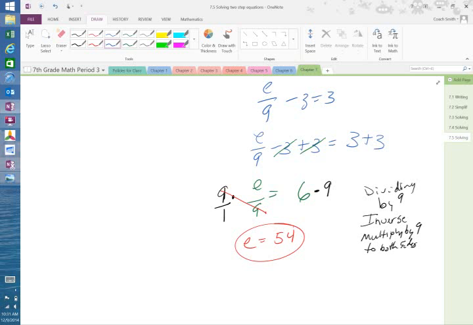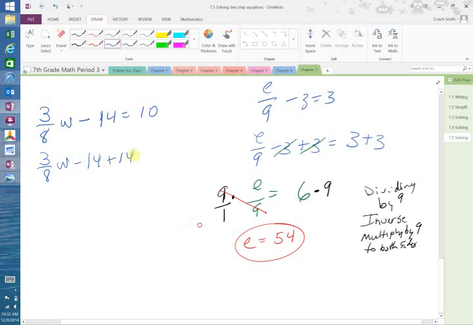So now let's look at one with a fraction. 3/8 W minus 14 equals 10. Okay, what do I do first? Owen, what do I do first? Yeah. 3/8 W minus 14 plus 14 equals 10 plus 14. So here's your inverse operation on both sides, the plus 14.